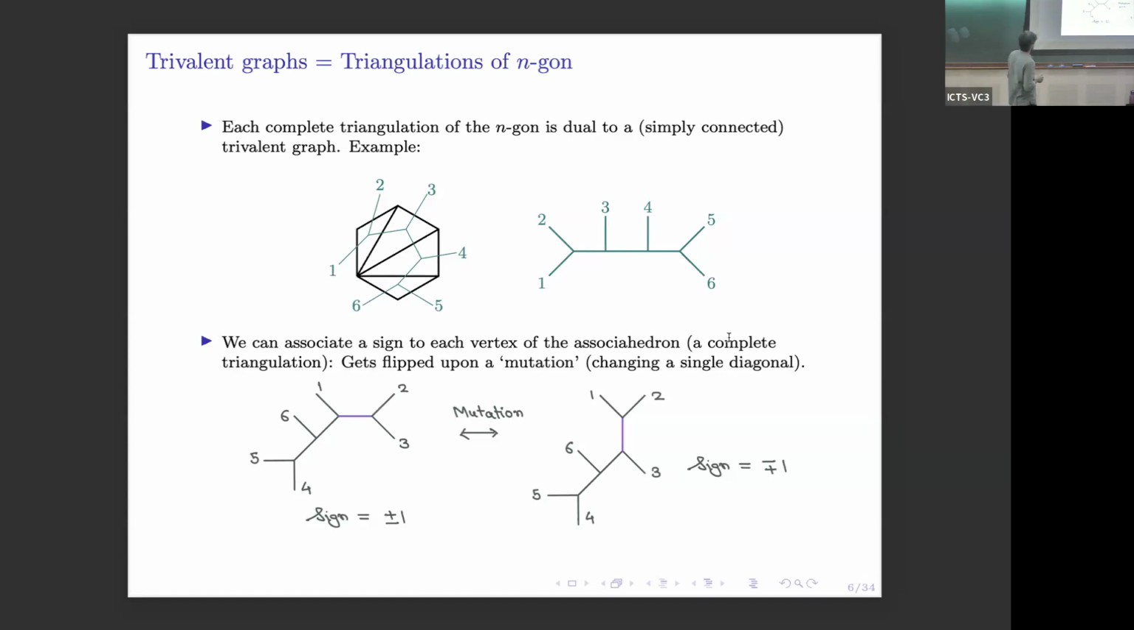We'll get there. So what we can do now is associate a sign to each vertex of the associahedron. A vertex of the associahedron is a complete triangulation, okay? We can assign a sign to each vertex in such a way that it gets flipped upon a mutation. Mutation means changing a single chord. That means if you have this graph, you can imagine this as a complete triangulation of a hexagon, just like this. And now if you mutate it, that is, if you change one particular chord, then you get this graph. And if you have assigned a +1 sign to this one, you assign a -1 sign to this one.